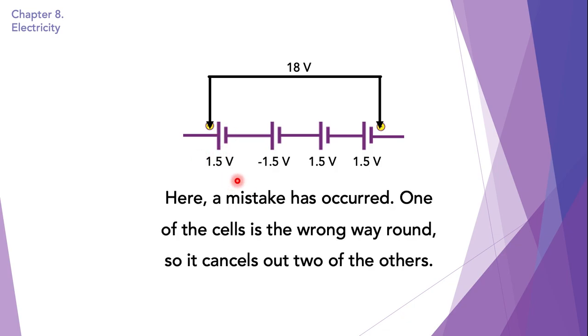So here a mistake has occurred. One of the cells is the wrong way around, so it cancels out two of the others. So you can see that because one cell is wrong, the other cells would not work properly because the circuit would be disrupted.